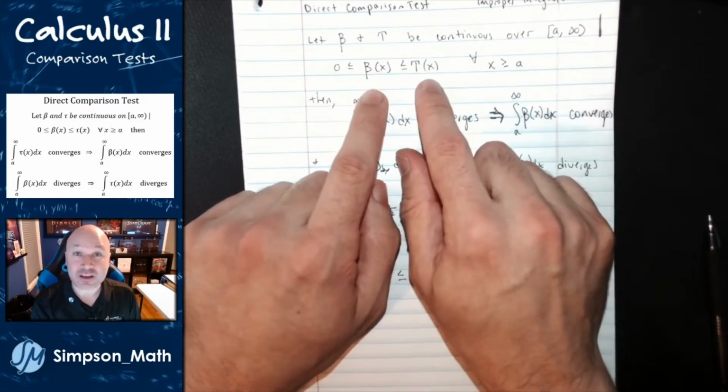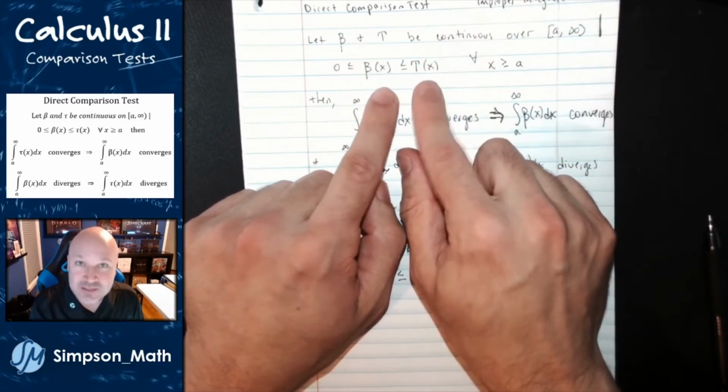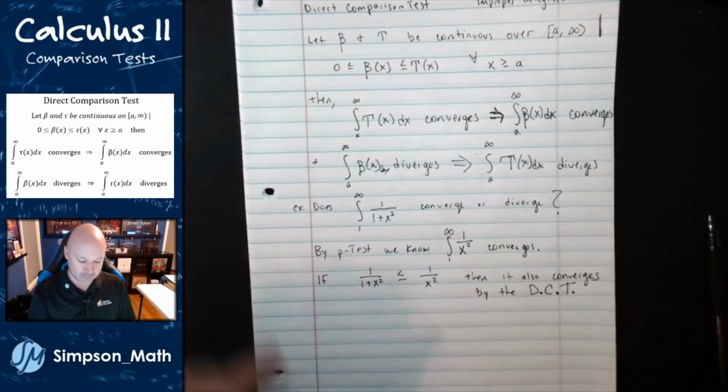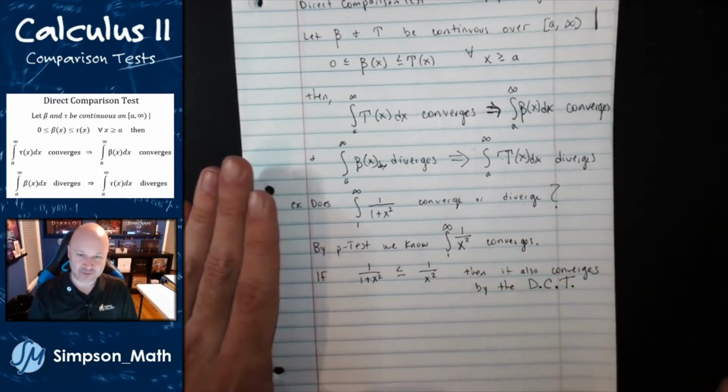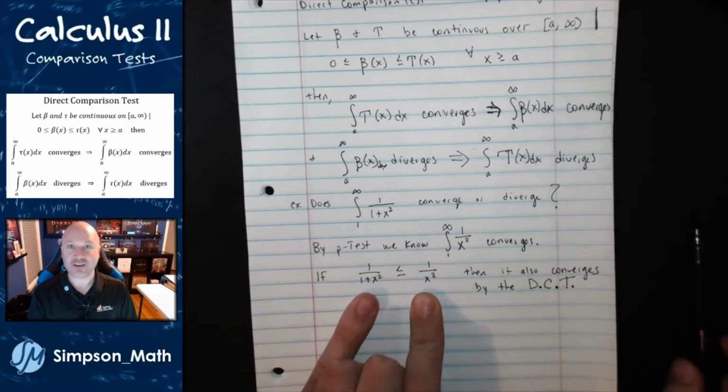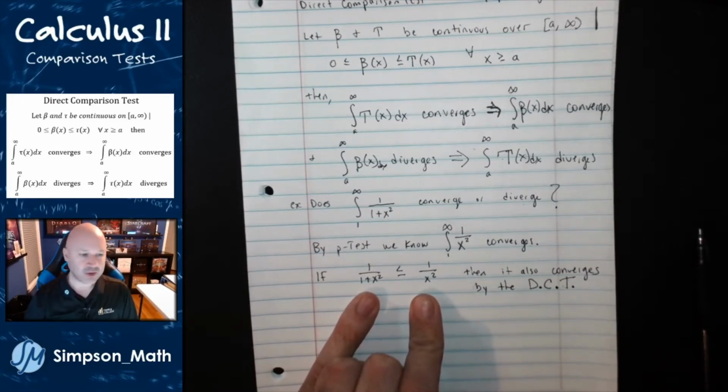And they have to be positive functions over that interval. So I've got to dither about that for a little bit. And there's several ways you can dither about it. One way is just to graph the functions. So I can do that real quick.